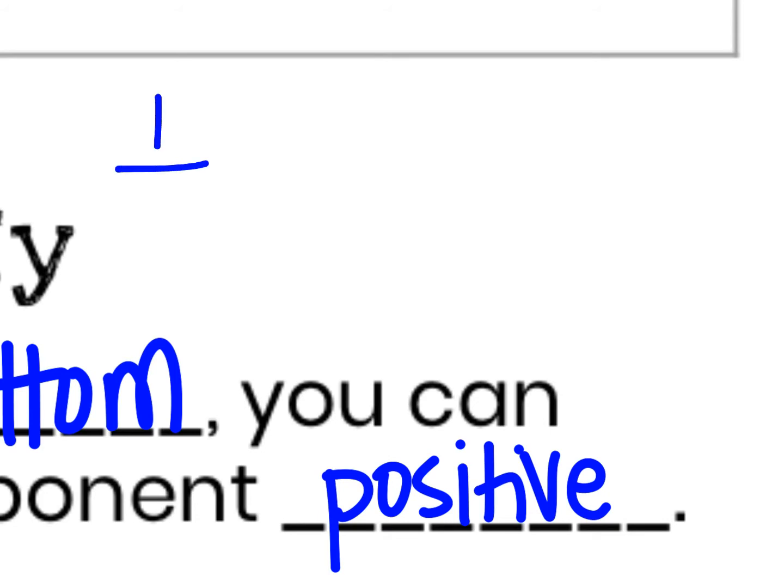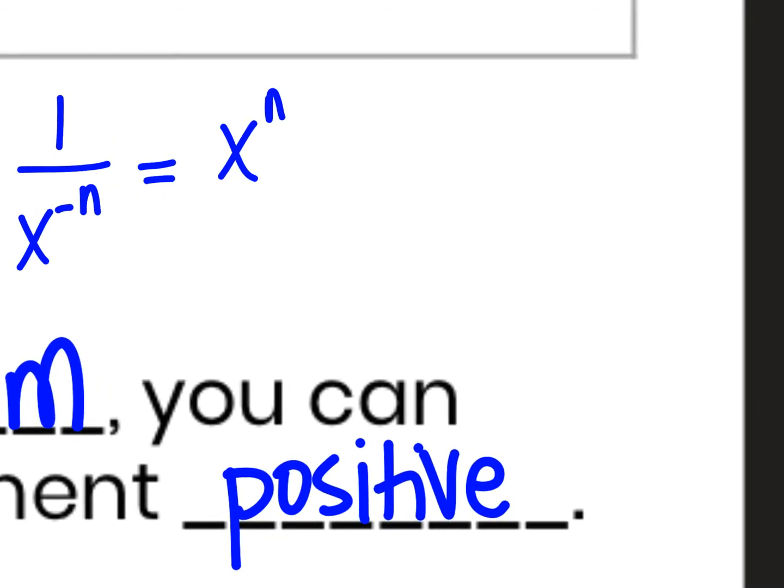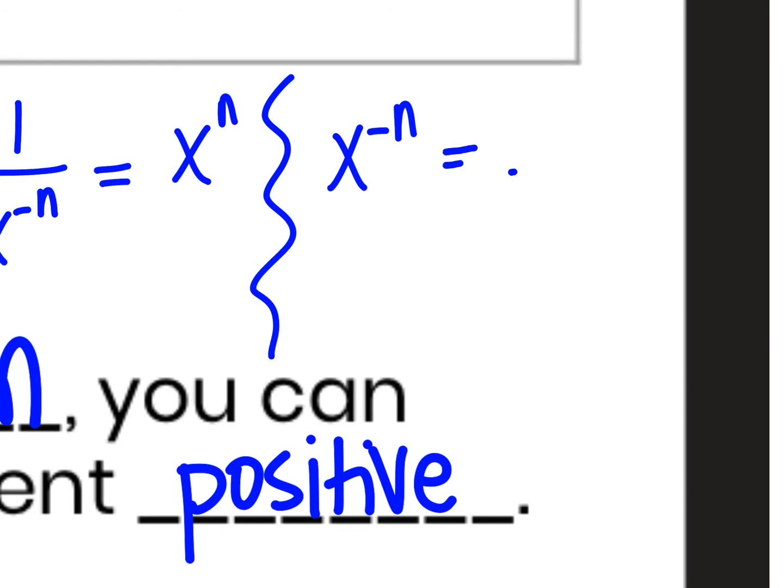So in math terms, this would be 1 over x to the negative n. So you see how that exponent is negative? If I were to move it to the top, the exponent would turn positive. And the other way around. So say I have something with a negative exponent on the top. I can move it to the bottom, and that exponent would become positive. But the top is blank. Anytime it's blank, you fill in a 1.